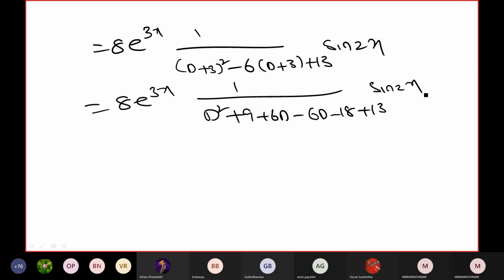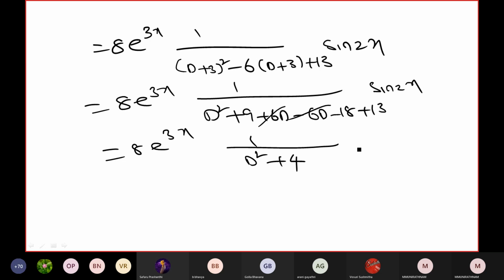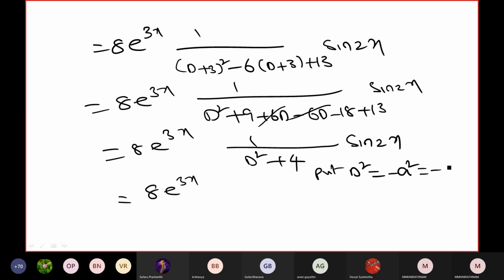Okay now? 9 plus 13 is 22, minus 18, 4. Correct now? So put D square as minus a square, minus 4 replace. So this will be 0.